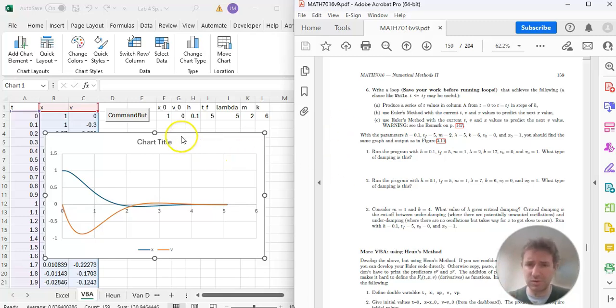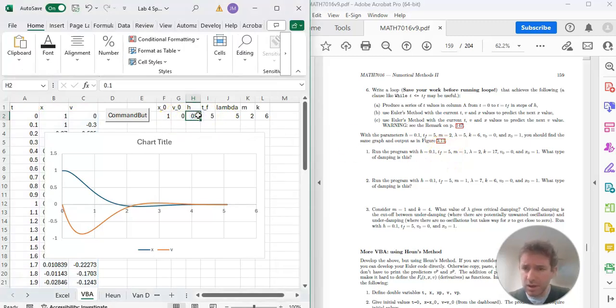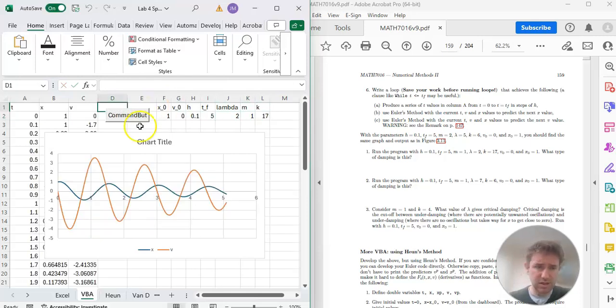Okay, run the program with h is 0.1, final time is 5, mass is 1, lambda is 2, k is 17, initial v is 0. Okay, run this. So what type of damping? This is like if you have oscillations, there's not enough damping to stop the oscillations. If it was a door, the door would slam. This first one is underdamped.